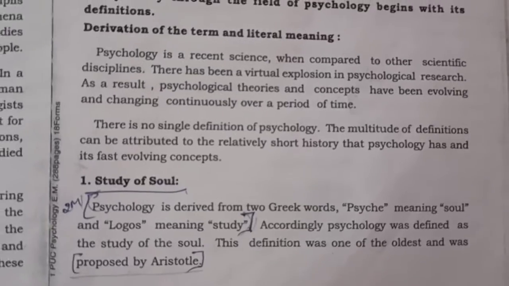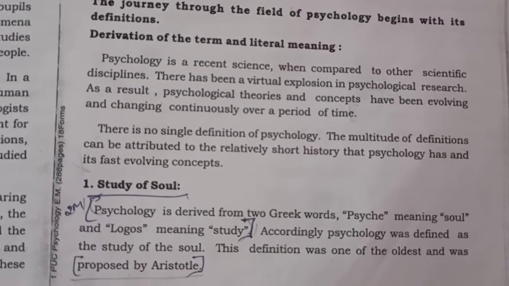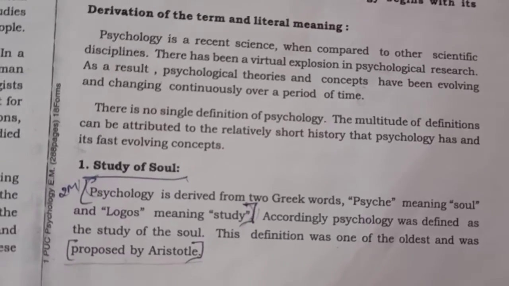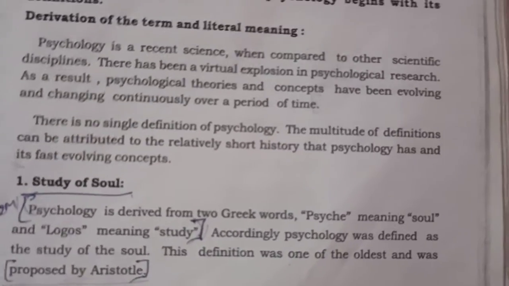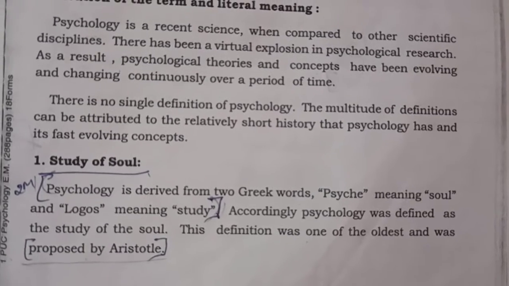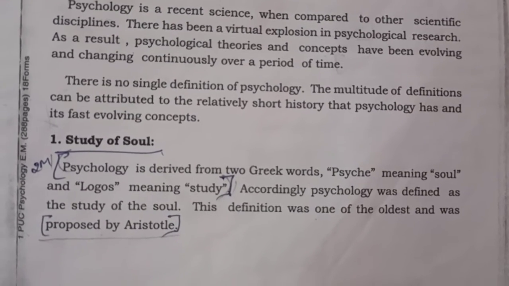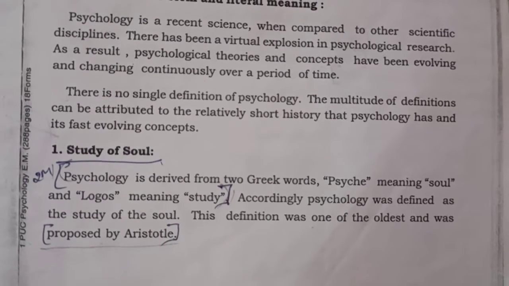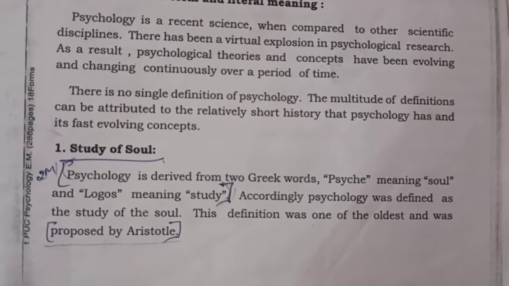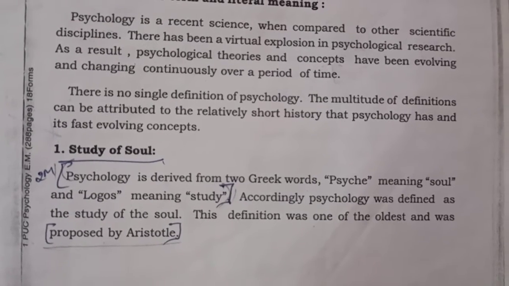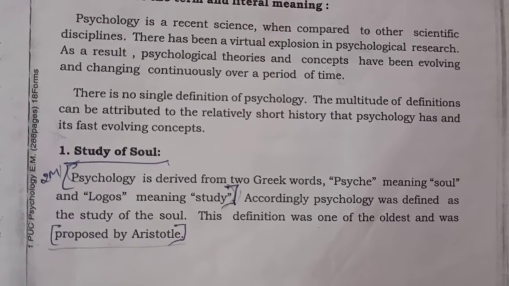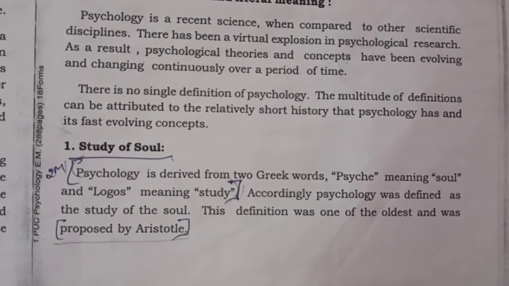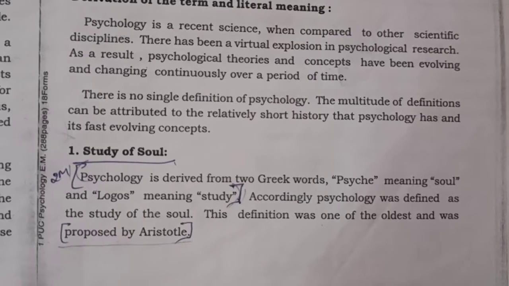The first definition of psychology is the study of soul. Psychology is derived from two Greek words: psyche meaning soul and logos meaning study. This is very important. You can mark it or write it in your notebook. Psyche means soul and logos means study.